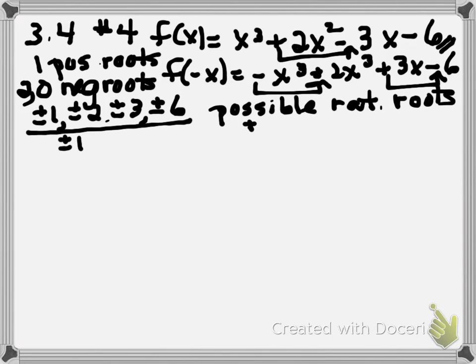of positive and negative 1, positive and negative 2, positive and negative 3, positive and negative 6. So we had one variation in f of x giving us one positive root. We had two variations in f of negative x giving us 2 or 0 negative roots. And now we have a bunch of possibilities.